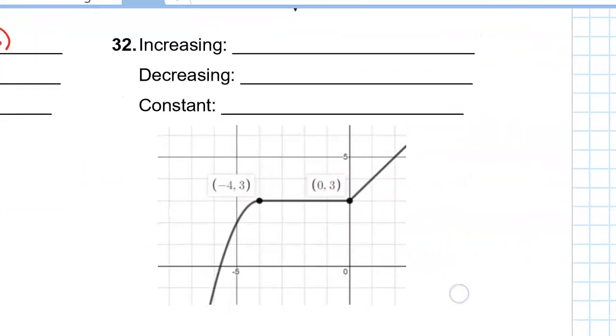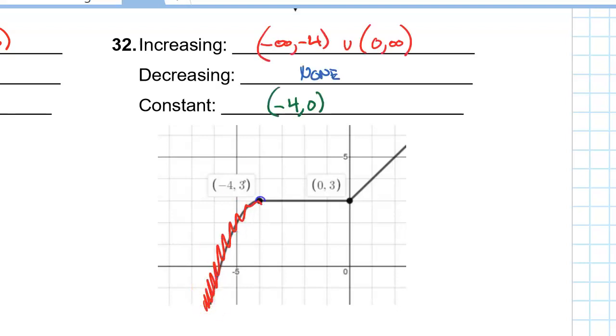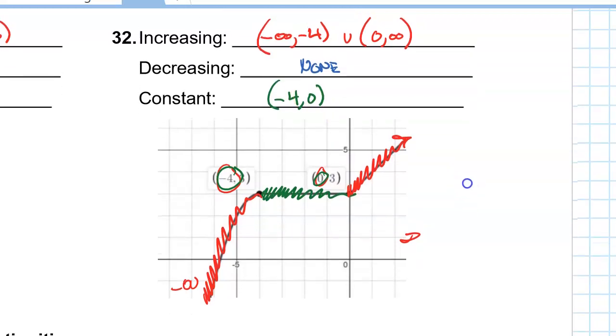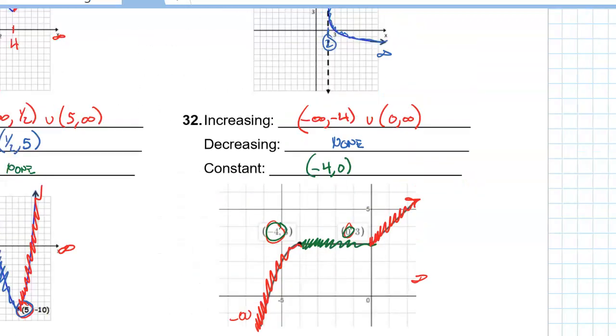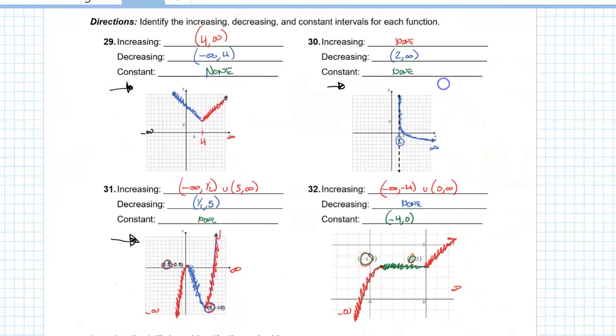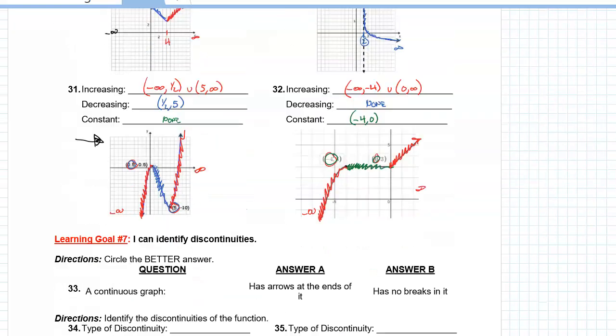Question number 32, where is this graph increasing, decreasing, constant? This graph is increasing from negative infinity all the way up to an x value of negative 4. And once again, it starts increasing at 0 and goes all the way to x equal to positive infinity. It is never going down, but it is flat in this middle region, and that is between x values of negative 4 and 0. Once again, we're answering just in terms of x values on these types of questions. We're looking at the y values, but our answers are purely in terms of the x.